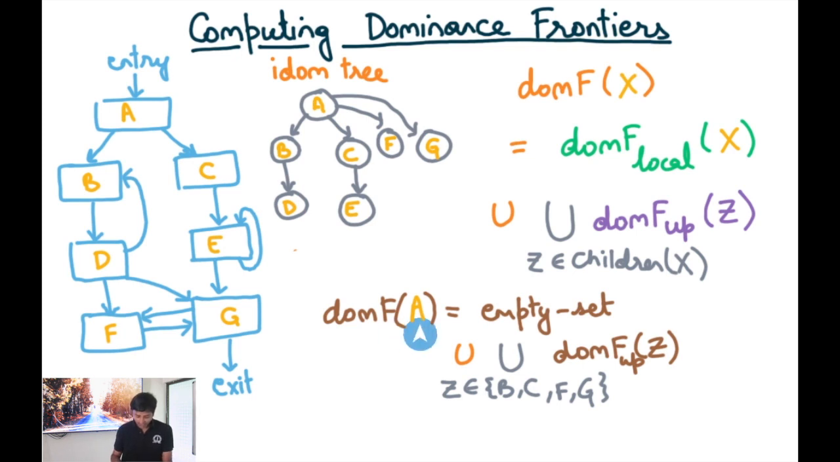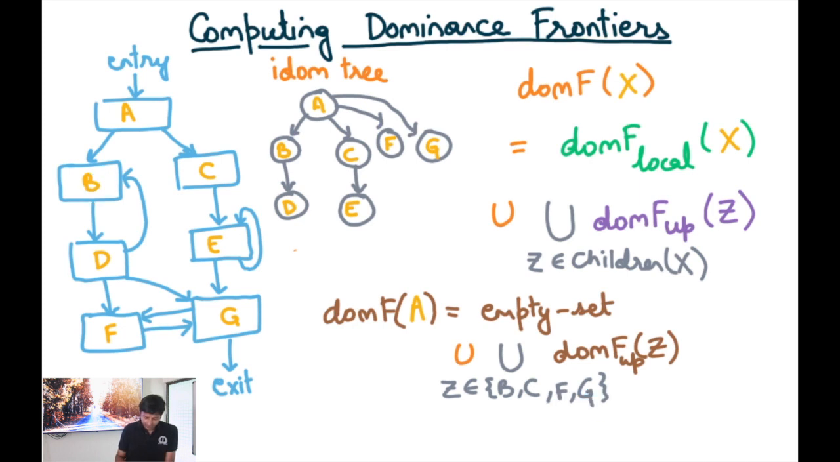So DOMF A is the empty set, because its DOMF local is basically, look at the immediate successors, which are B and C, and both of them are not in the dominance frontier of A, because both of them are strictly dominated by A. So that becomes the empty set. So DOMF local of A is just the empty set. And then I say DOMF up of Z for B, C, F, and G.